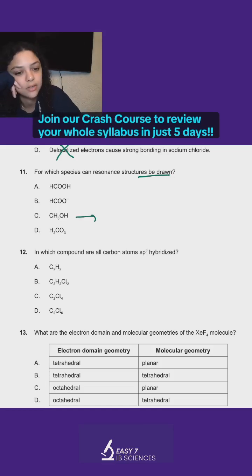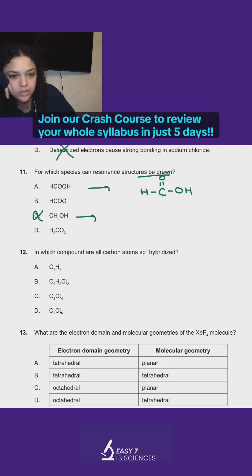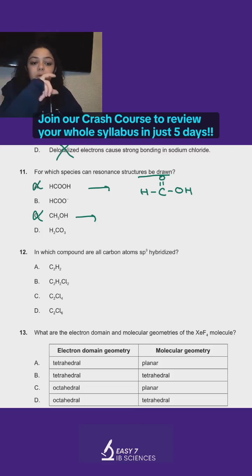So let's have a look at C. Let's try to eliminate the easy ones. C says CH3OH. That's just the CH3 with a hydroxyl group. It's definitely not C because there's not even a double bond. We're going to move on. Let's try to do A. A is C double bond OH. How do I know that? Because it's a carboxyl group. Definitely not this one, because we do have a double bond, but this double bond cannot occupy multiple positions.